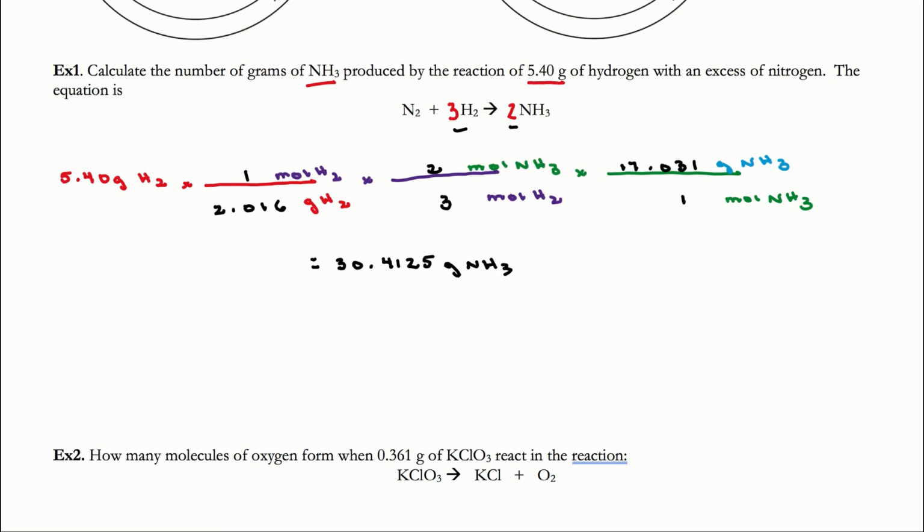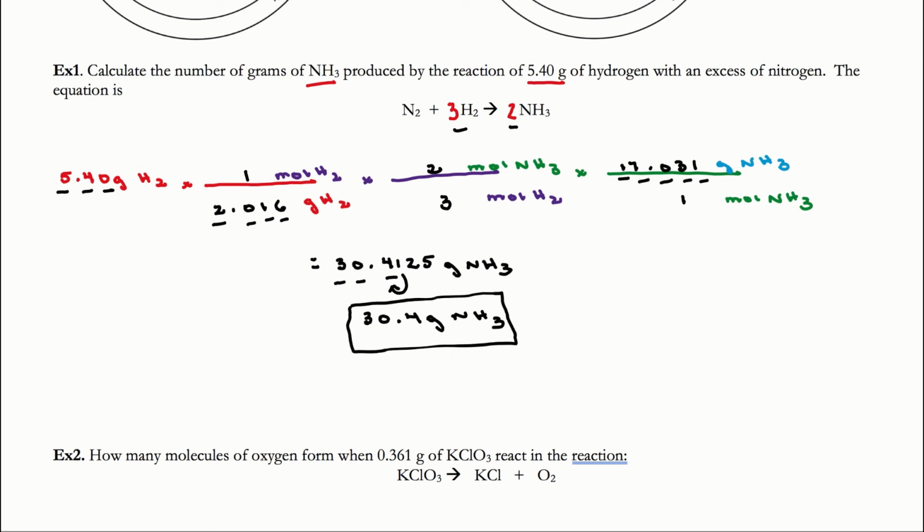Now let's figure out sig figs. I've got 1, 2, 3 sig figs from H2. 1, 2, 3, 4. 1, 2, 3, 4, 5. So obviously 3 is my fewest number of sig figs. So I'm now going to round this to 1, 2, 3 sig figs. So this is going to be 30.4 grams of ammonia. So I'm now able to convert between grams of one substance into grams of a new substance.